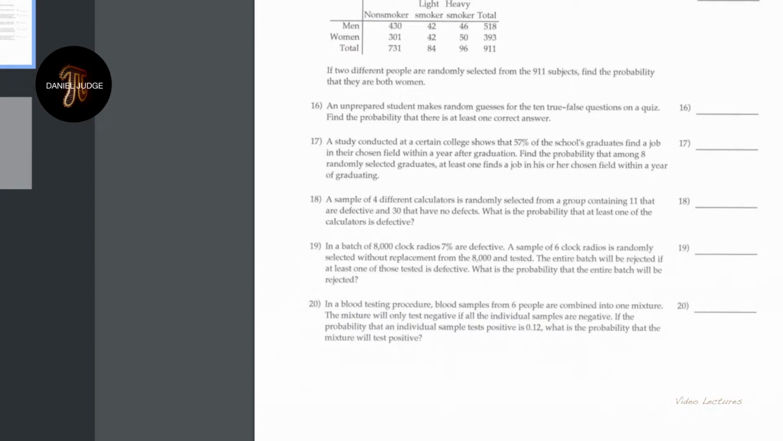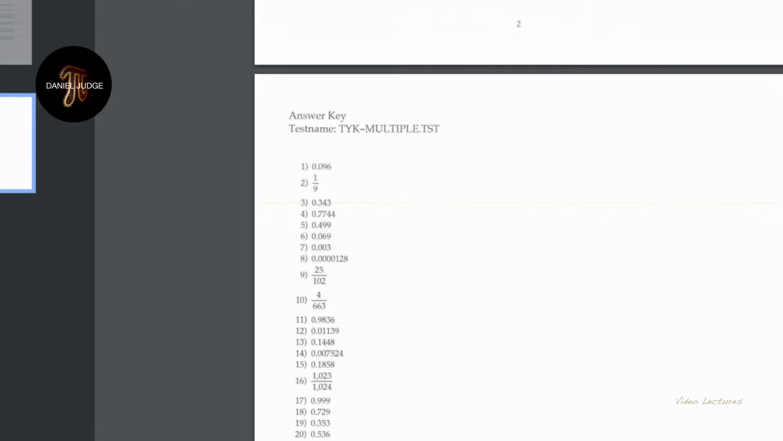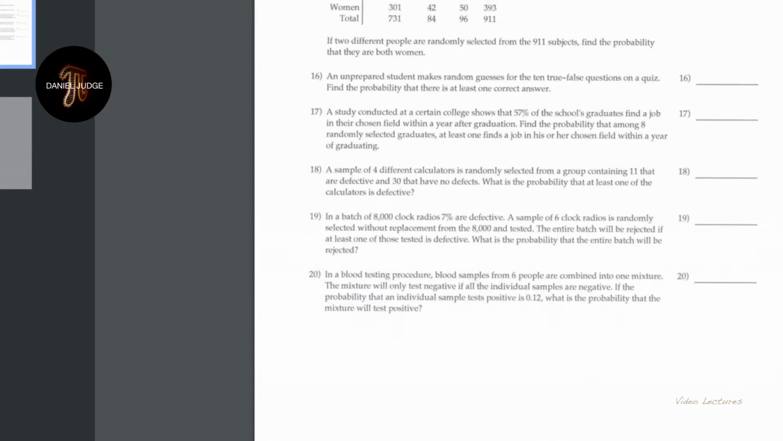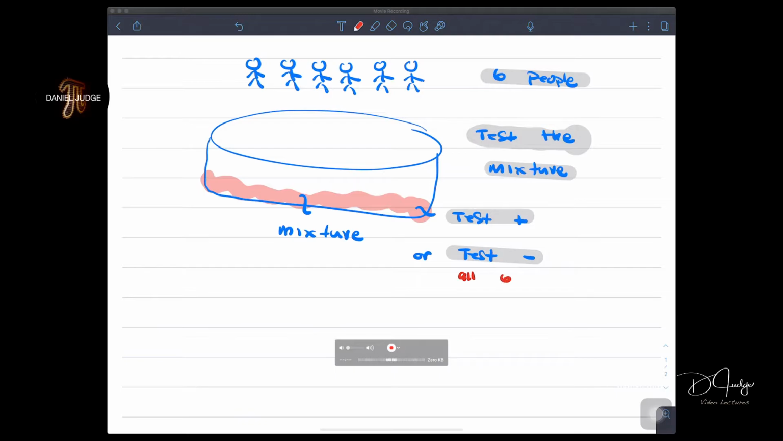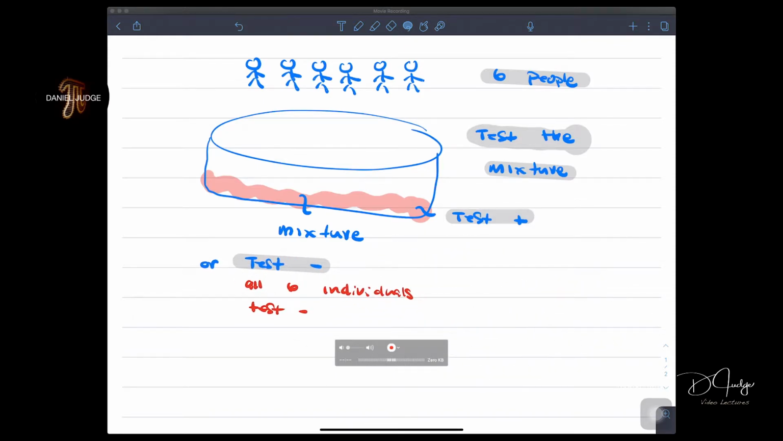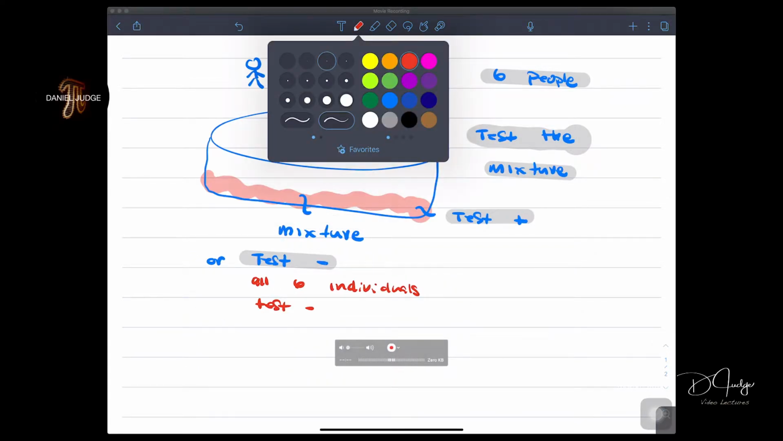So yeah, we want to make sure we know that concept. This tests negative when everybody tests negative. So we have to say all 6 individuals will certainly test negative, and that's going to give you a negative mixture result. And so I'll put that over here. We're going to move this. So your mixture will test negative or test positive. So we know this piece of information.